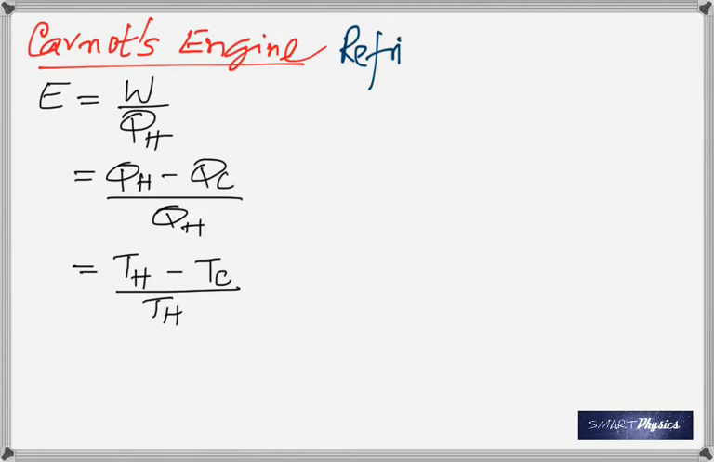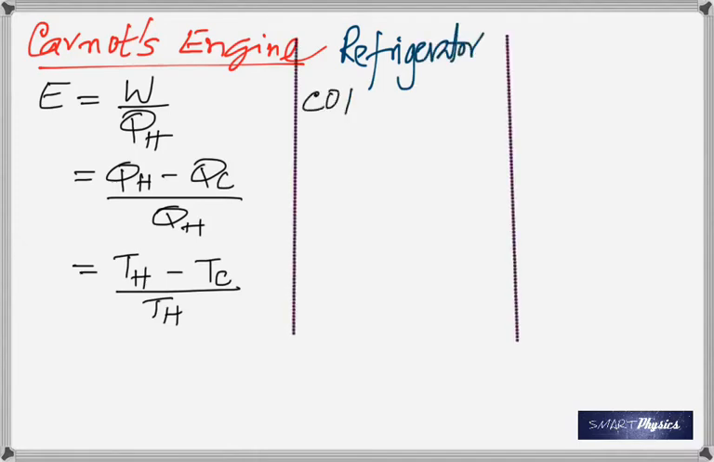What is the difference between a refrigerator and a Carnot engine? What's the real difference? Yeah, the refrigerator, you have to do some work, isn't it? And you're trying to transfer heat from the cold to the hot. Therefore, the formula changes. And it's not called efficiency anymore. It's called the coefficient of performance. And it's defined as?